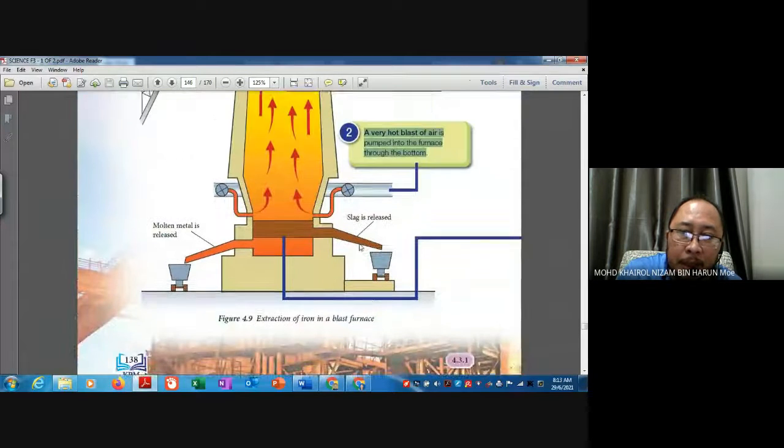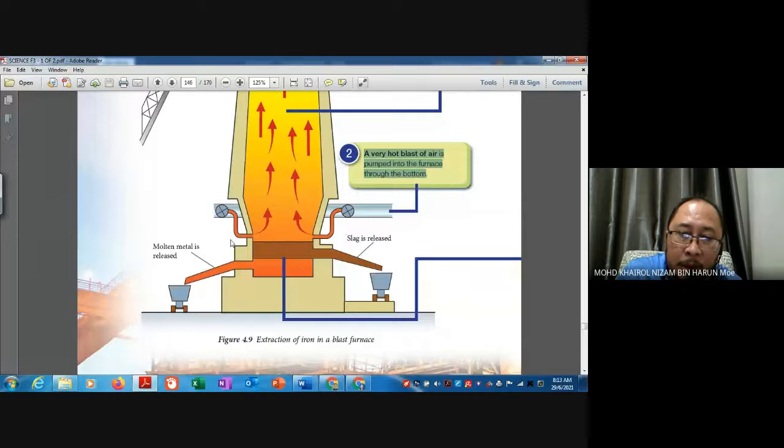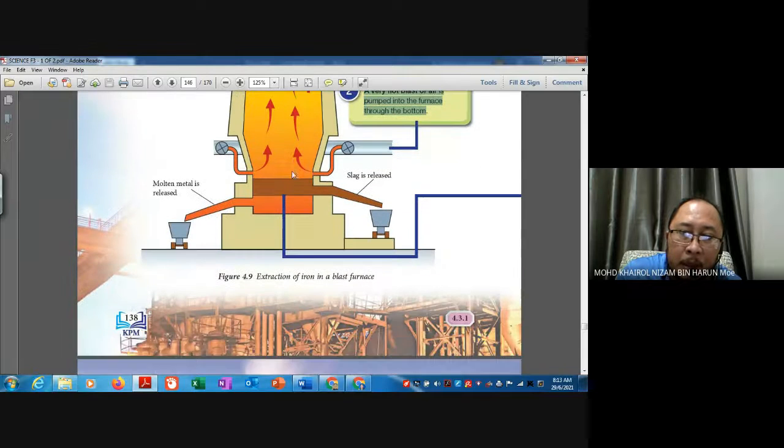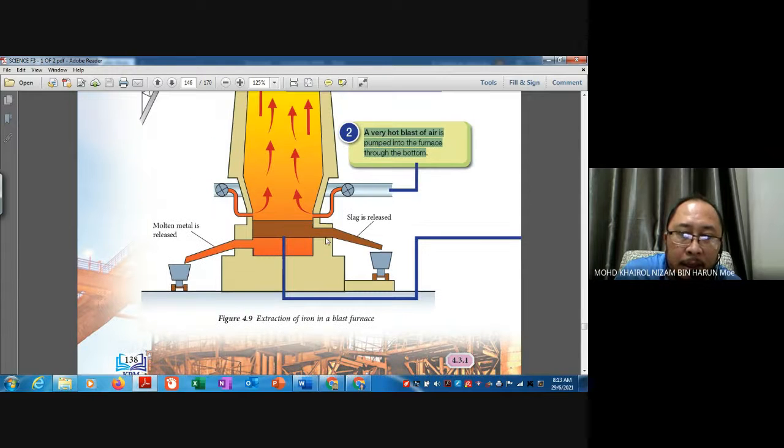What will happen is, it will produce the molten metal at the bottom. So the iron will be deposited at the bottom of the blast furnace, and then collected from this blast furnace. This is a simple diagram. The real one is very complicated.